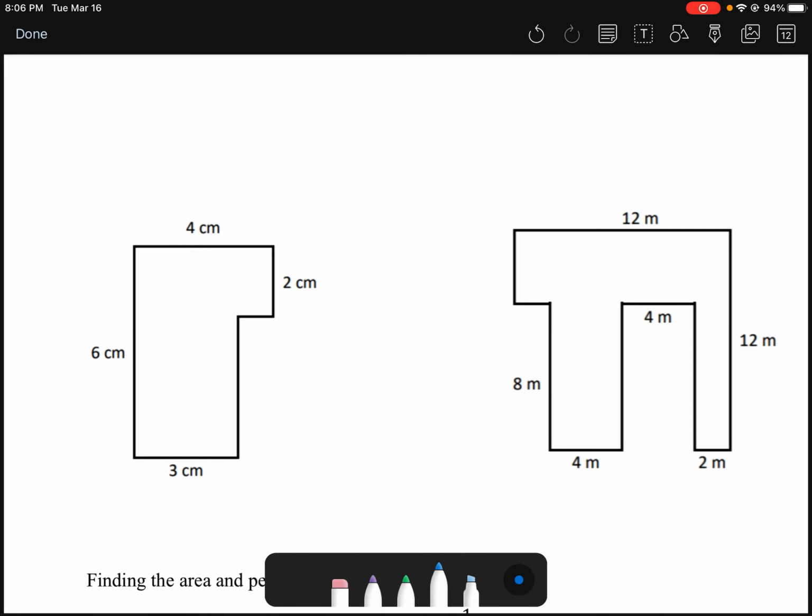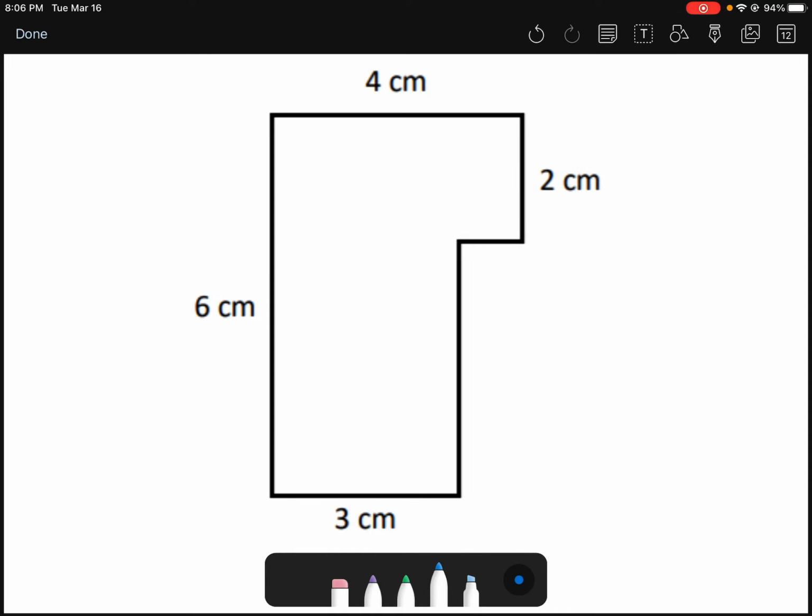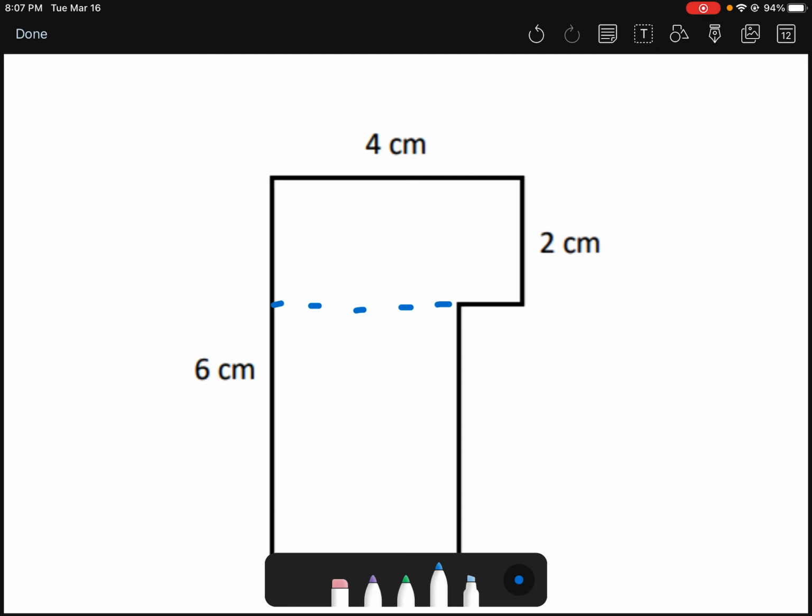All right. Down here, I have some irregular ones. For these, you can break them up into different little rectangles and be able to find out the area of each little spot. So, for example, if we look at this first one here, I could draw an imaginary line right here. And look, now I have 2 cute little rectangles that I can find the area and the perimeter of. So for this top one here, I would do 4 times 2. And I know that this little box up here is equal to 8 centimeters squared.